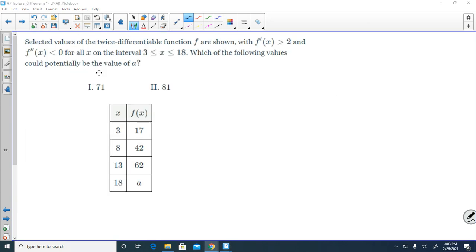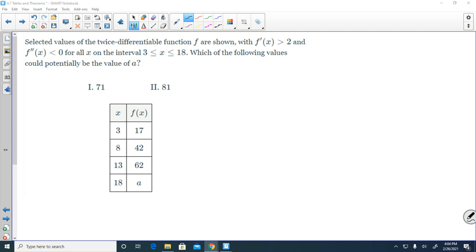And then here we see that selected values of the twice differentiable function f are shown. Tells me f prime stays greater than 2. So the derivative is always going to be a number that's bigger than 2. And f double prime is always negative. So for all x on the interval from 3 to 18, which of the following could be a value of a? So notice there's a blank for a here. So what could a be? They're saying, could it be 71? Could it be 81? Could it be both?